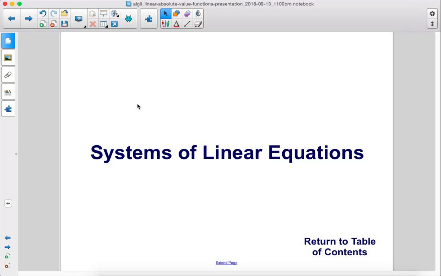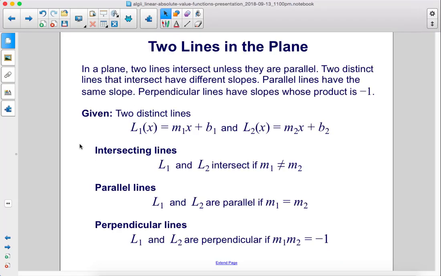Systems of linear equations. In a plane, two lines intersect unless they're parallel. Two distinct lines that intersect have different slopes. Parallel lines have the same slope. Perpendicular lines have slopes whose product is -1.